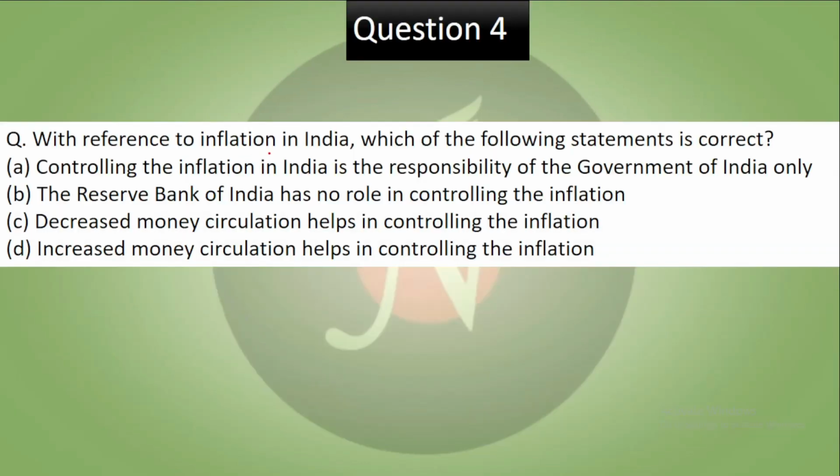Question 4, with reference to inflation in India, which of the following statements is correct? Controlling the inflation in India is the responsibility of the government of India only. Reserve Bank of India has no role in controlling the inflation. Decreased money circulation helps in controlling the inflation. Increased money circulation helps in controlling the inflation. Pause the video, try to answer. Now let's see the answer.